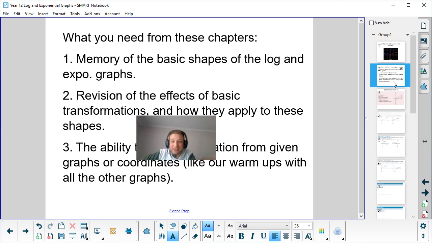And then because we've learnt the effects of basic transformations, our translations, our reflections, and our dilations, we just need to remember them and know how they apply to these particular shapes, the way they move around the plane. And then our bread and butter, like always, is being given a graph or some coordinates or something and actually being able to make the equation, finding A or B or H or K from a given graph, which is kind of what we've been doing in all of our warm-ups at the start of our lessons. So if we can get those things down from the few questions I set, we'll be right.